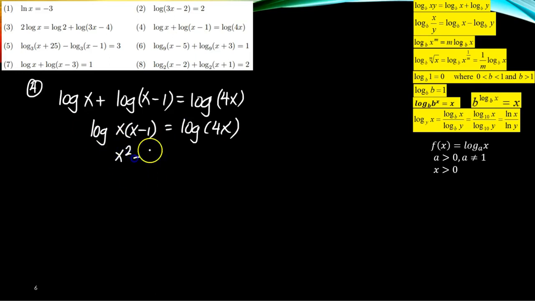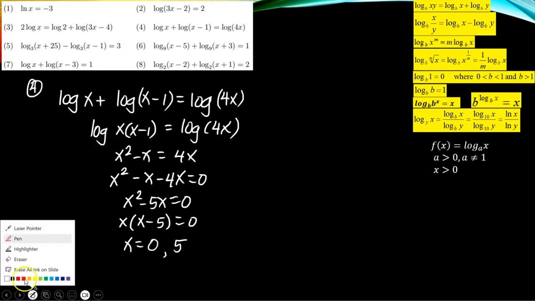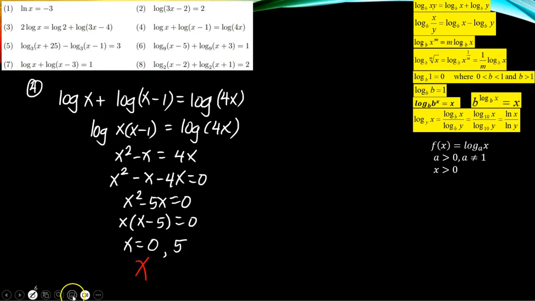So this one is x squared minus x is equal to 4x. And then transposing, x squared minus x minus 4x is equal to 0. X squared minus 5x is 0. X times x minus 5 is 0. So x is either 0 or positive 5. Now, checking this back, one of the properties, as you can see in here, x should be greater than 0. So that means this one already can no longer be an answer.